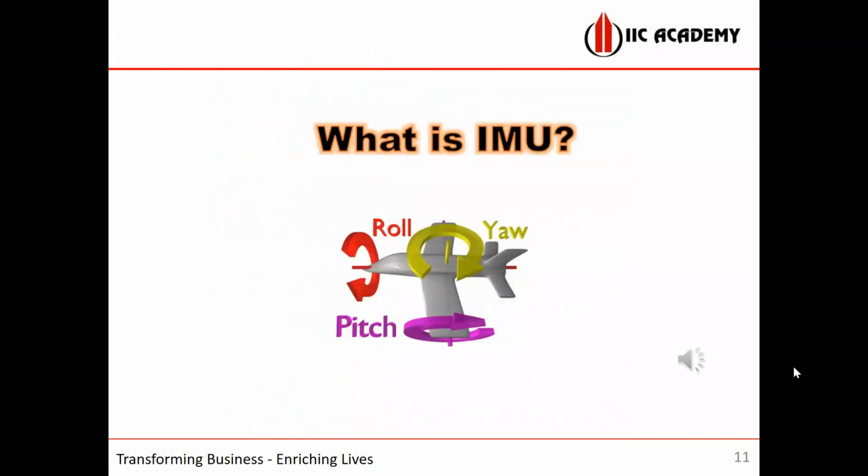Somebody was asking me what is IMU, so I'll run a small video. When the flight is moving, roll is the clockwise or anti-clockwise rotation about the front portion, in this direction. Pitch will be in this direction. Just check it.